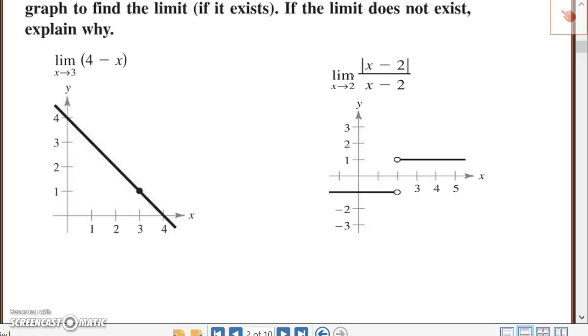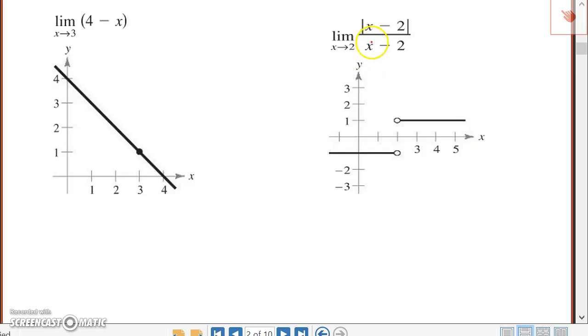Okay, so let's look at a few more of these graphically. We want to find the limit as x approaches 3 of 4 minus x. Again, as x approaches 3 from the left, we look up here. As it approaches 3 from the right, we look up here, and we see that as x approaches 3 from the left and from the right, the y value is 1. Therefore, the limit of this function is equal to 1.